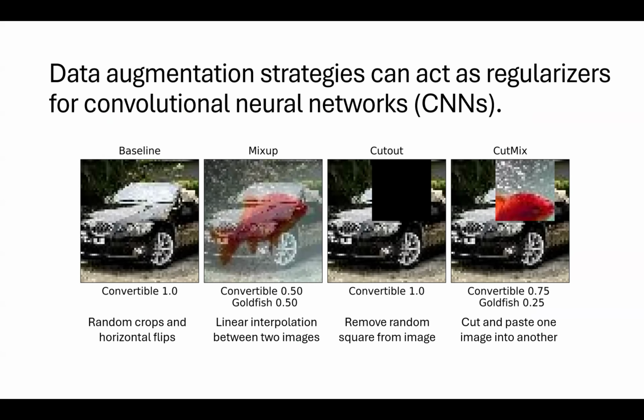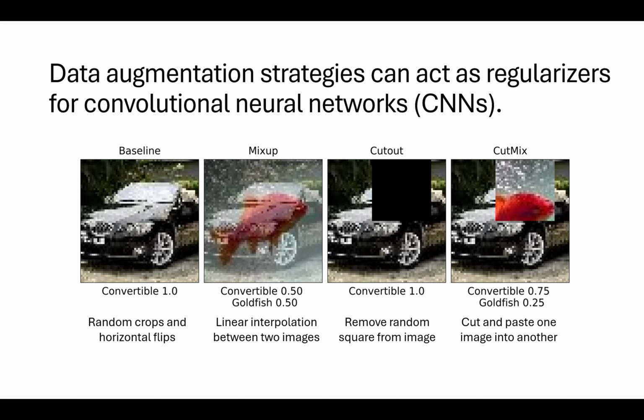These are random crops and horizontal flips that are very common in the literature. So this is a good baseline against which we compare our stronger augmentation strategies. Next up, there's mix-up, where we linearly interpolate between two images and then mix the labels in proportion to how visible each image is. Then there's cutout, where we randomly remove a square from the image and replace it with zeros. So this works kind of like dropout, except it operates on the input image instead of the hidden layers.